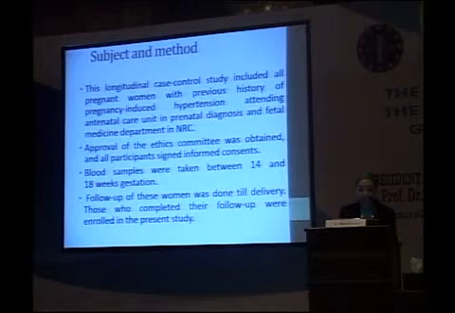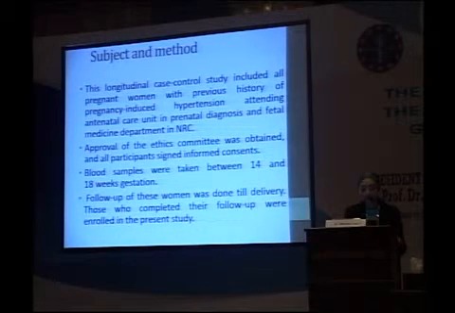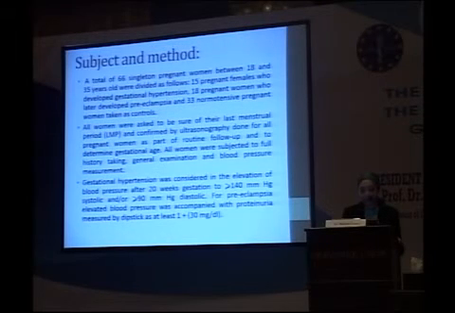Blood samples were taken between 14 and 18 weeks of gestation. Follow-up of these women was done till delivery. Those who completed their follow-up were enrolled in our study. A total of 66 single-term pregnant women between 18 and 35 years old were divided as follows: 15 pregnant women who developed gestational hypertension, 18 pregnant women who later developed preeclampsia, and 33 normostensive pregnant women as a control.